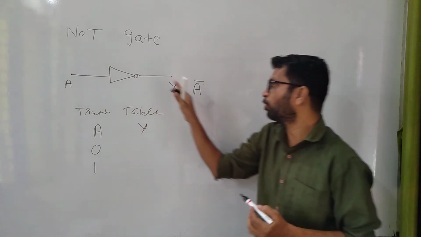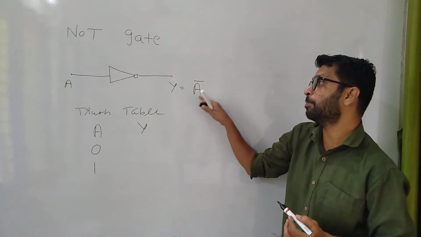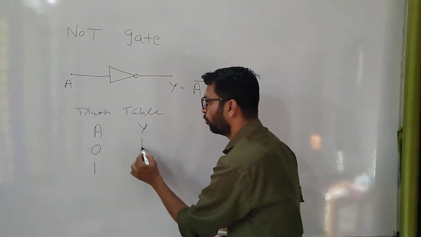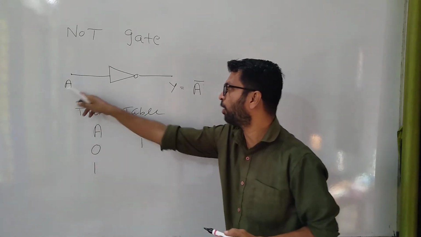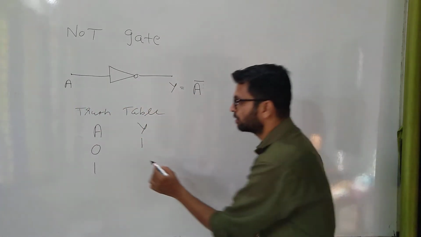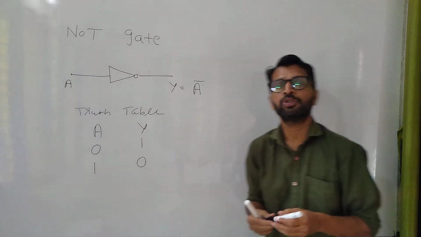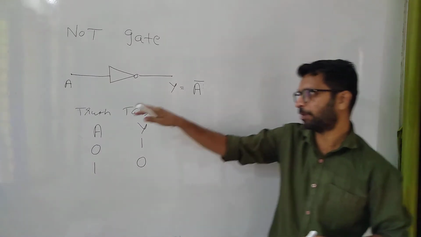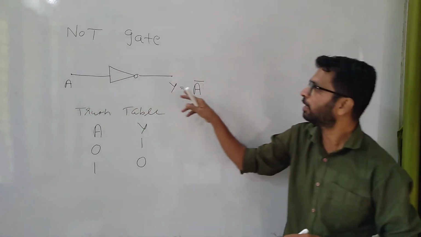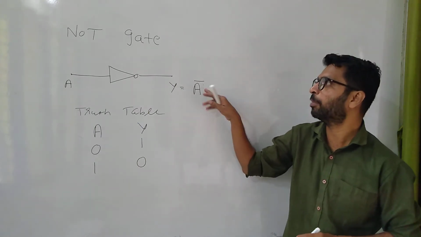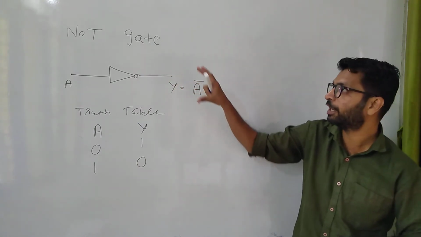If the input is 0, then output Y is equal to A bar, so 0 bar is 1. If the input is 1, then 1 bar is 0. So this is the simple gate which has only one input, and this is the output A bar. So this is the NOT gate.